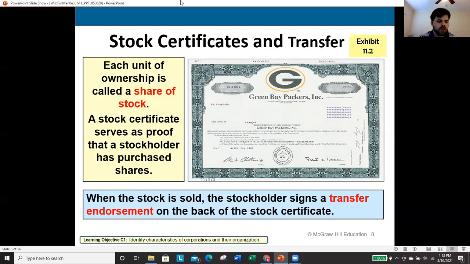But this stock certificate will serve as proof that the stockholder has purchased the shares. And when the stock is sold, you will sign a transfer endorsement on the back of the stock certificate. Now, this is very similar to, say, the title of a car. If you've ever sold a car, you know that when you actually sell it, you have to sign the title over to the new owner. It's the same kind of thing here with stocks.